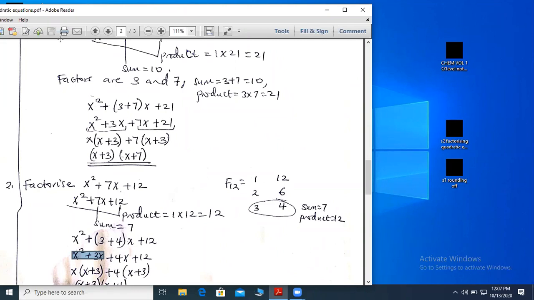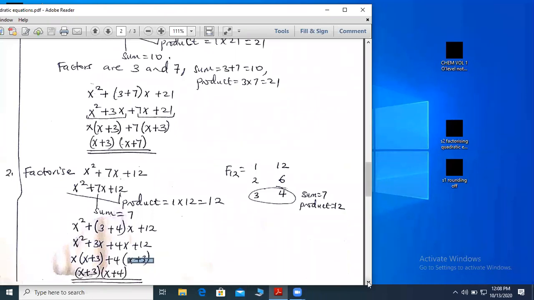And again, you realize that x plus 3 is common. It is here and it is also here. So we again factorize it out and we get x plus 3. Here it will remain x, and here it will remain plus 4. So this is the answer: x plus 3 into x plus 4.